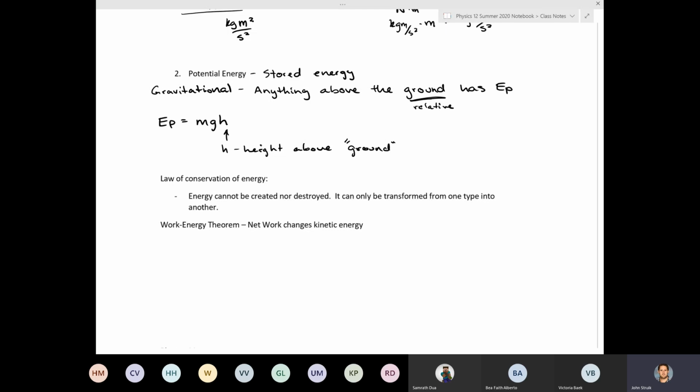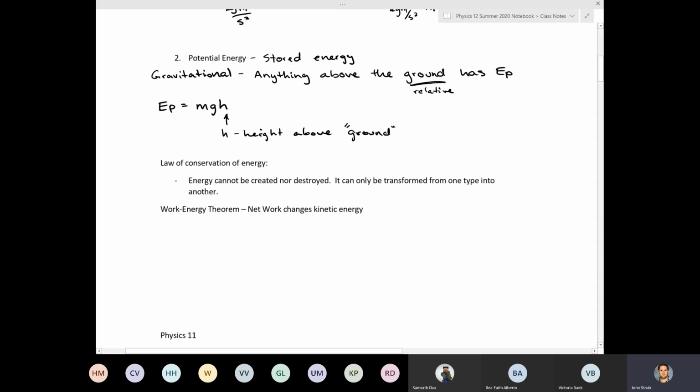So if you were to lift an object off the ground, you're giving it potential energy, but that potential energy comes from you. You lose energy to give an object energy. You're not creating that energy, it's coming from you, like your breakfast and all that stuff. And if you were to push a block along the ground and you're giving it energy, that energy comes from you. It's being transformed from one type into another.